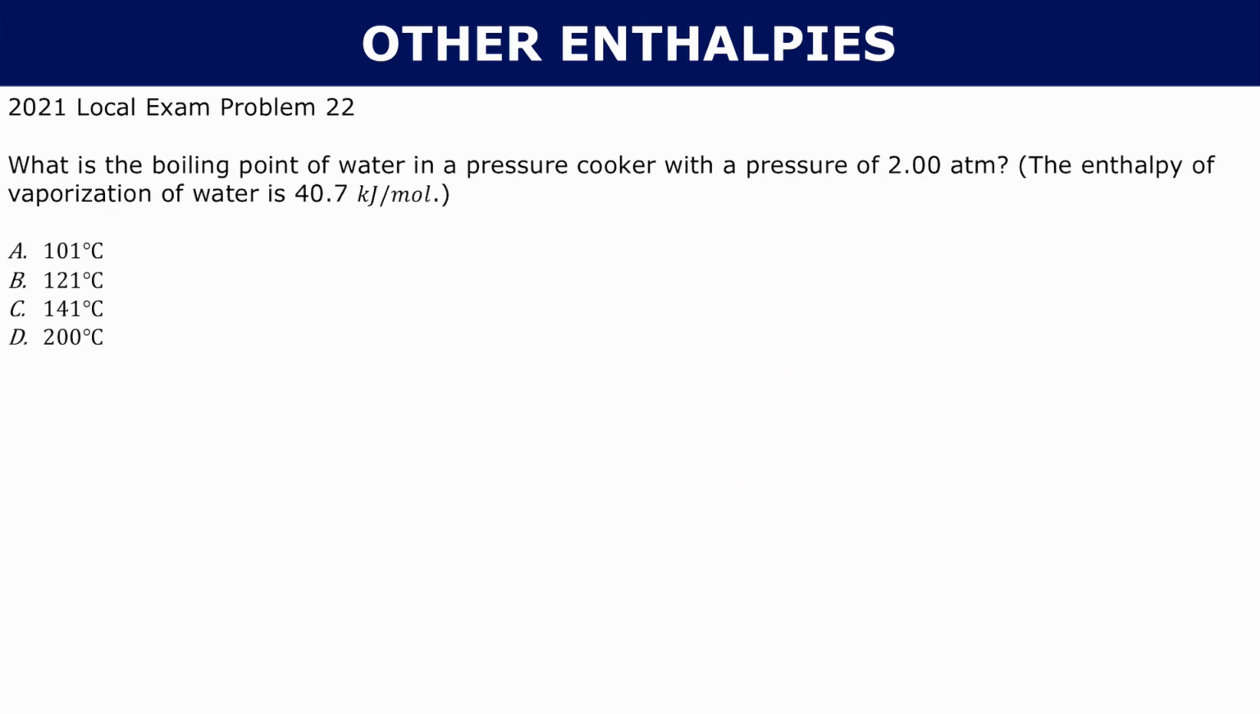What is the boiling point of water in a pressure cooker with a pressure of 2 atmospheres, and the enthalpy of vaporization of water is 40.7 kilojoules per mole? Since we have our enthalpy of vaporization and we're dealing with different pressures and different temperatures, you know that you're going to be using the Clausius-Clapeyron equation. And remember, the equation goes the natural log of pressure 2 over pressure 1 is equal to the negative enthalpy of vaporization over R times 1 over temperature 2 minus 1 over temperature 1.